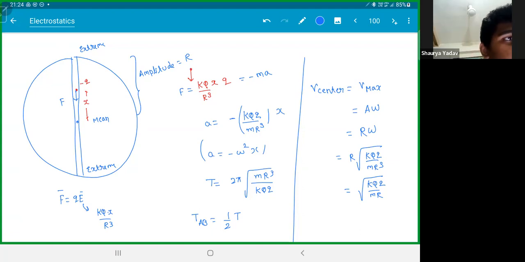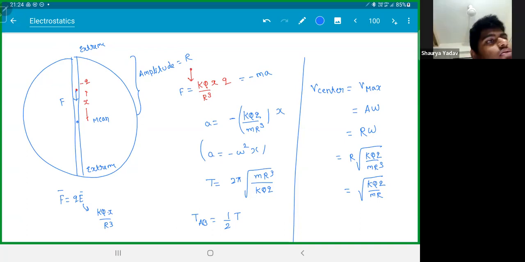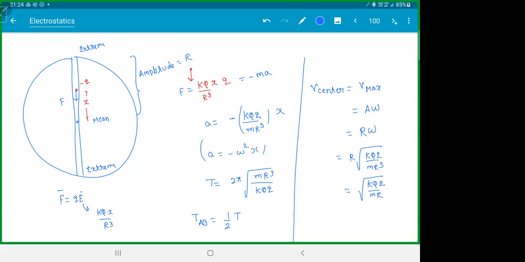Sir, here we also took charge. That's why we don't take mg now. There is no gravity here, Shaurya. It is a force between charges. Okay. There is no gravity. There's no earth somewhere here.